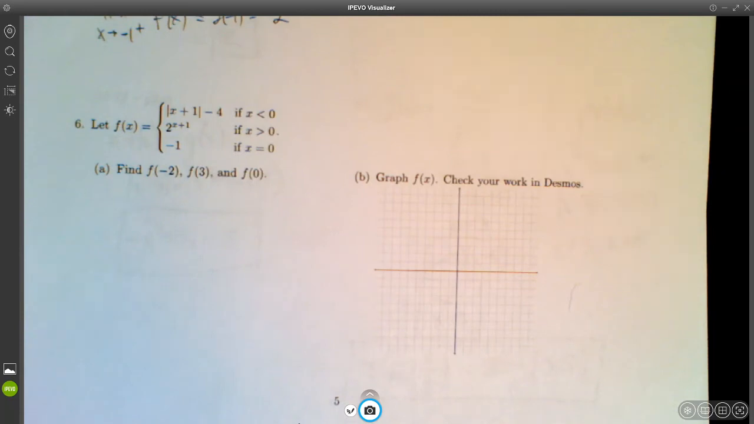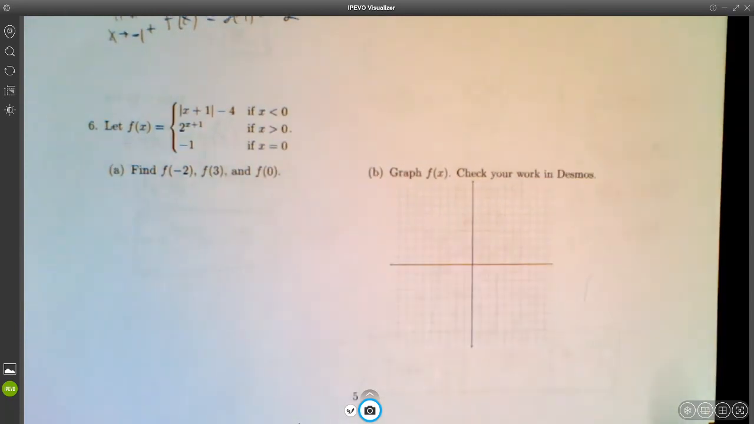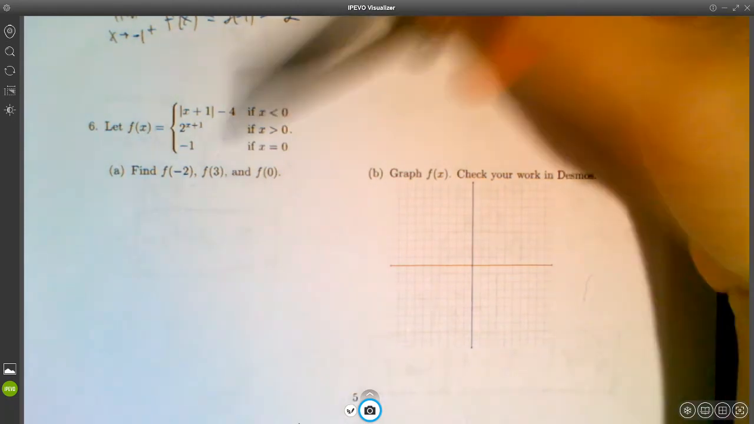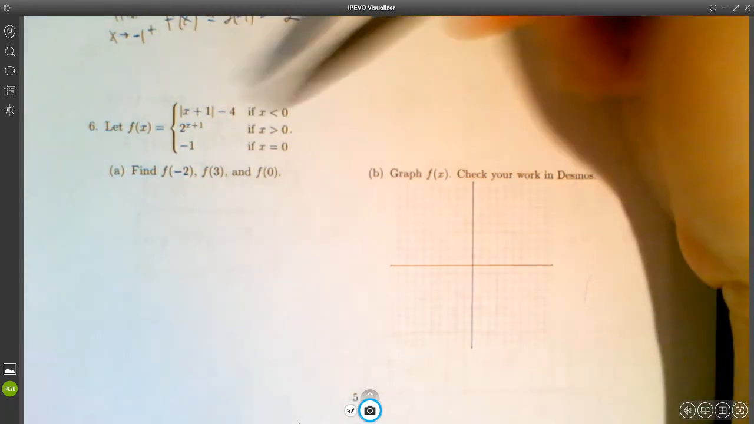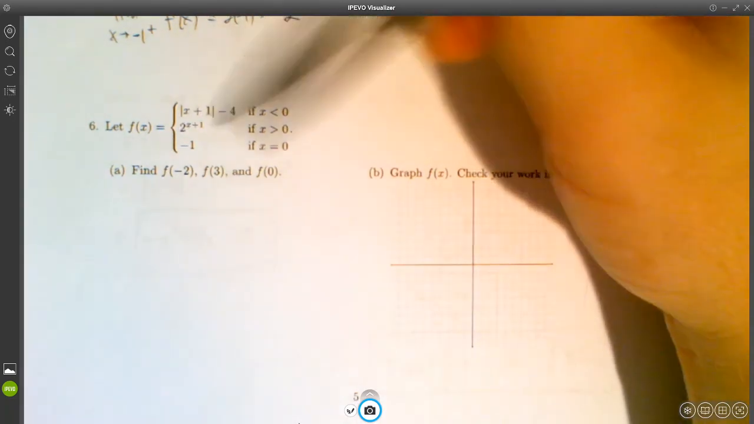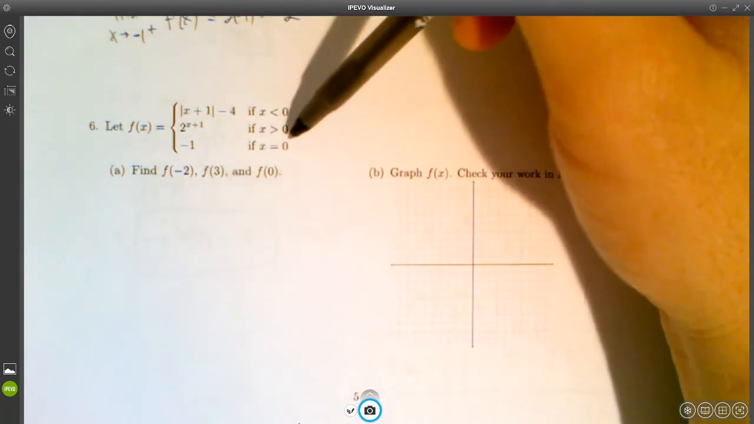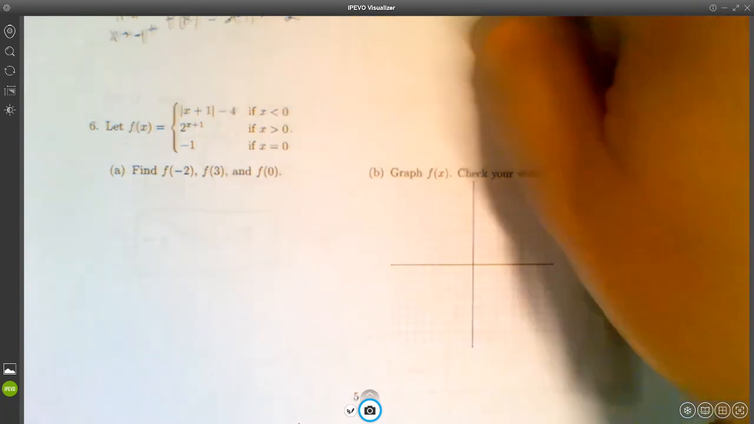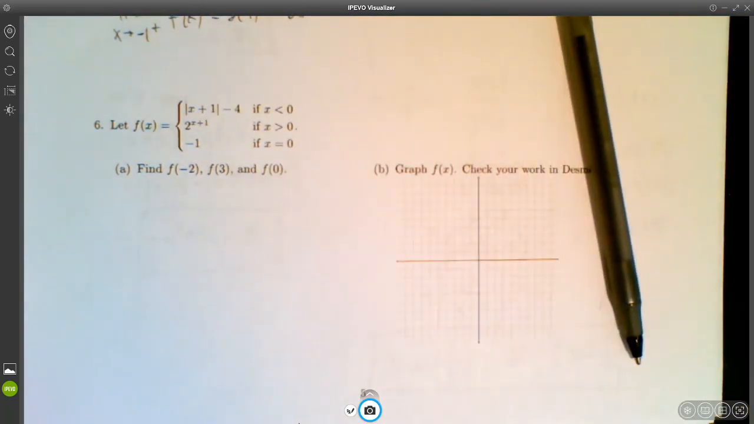Here we've got a slightly more complicated situation, but actually not that complicated, I suppose. We've got absolute value of x plus 1 minus 4 if x is less than 0, 2 to the x plus 1 if x is greater than 0. What happens if x equals 0? Well, if x equals 0, we're just going to use negative 1. Okay?